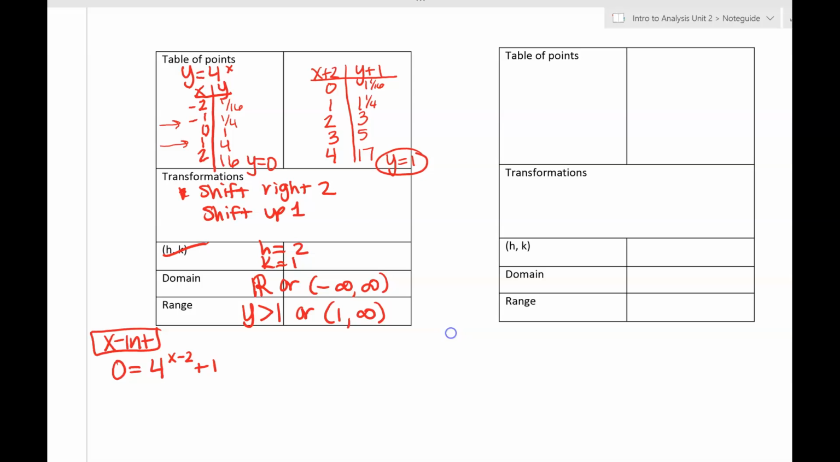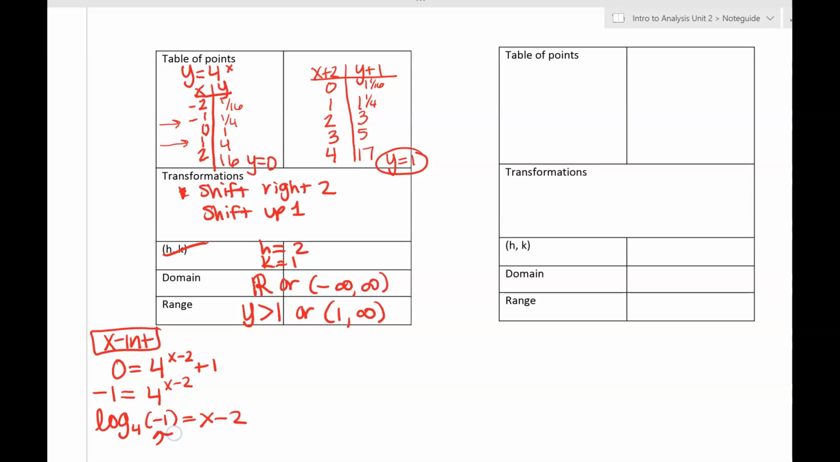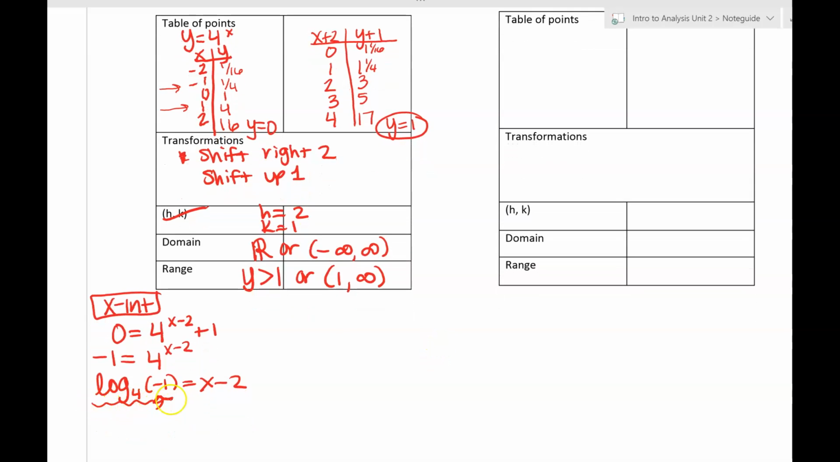So again, first you want to get the exponent alone. So I would subtract 1. And I can rewrite this in log form. That's log base 4 of -1 equals x minus 2. But you can't calculate the log of a negative. So this portion is undefined, which means you can't finish the calculation, and that tells you there's no x-intercepts.